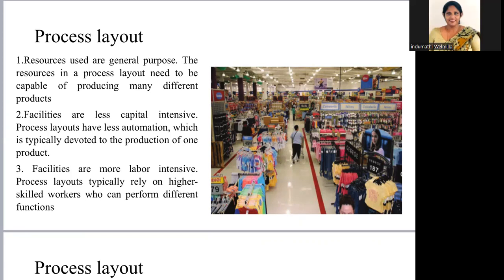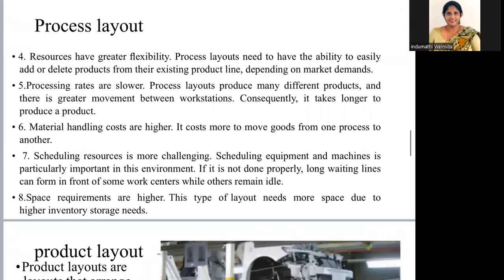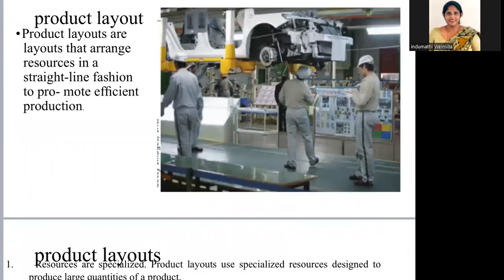So next, when we move to the other type of layout, that is the product layout. Product layout is another important and popular layout method. Product layout is also referred to as the flow line layout. We rarely use this name, but we know it is the same thing: product layout and flow line layout.